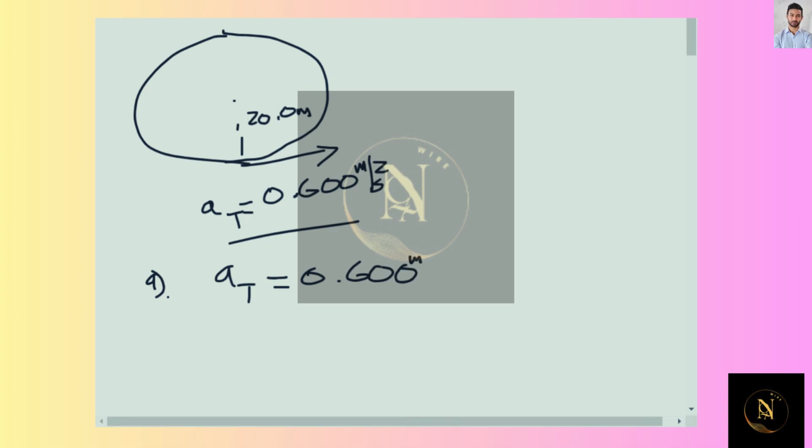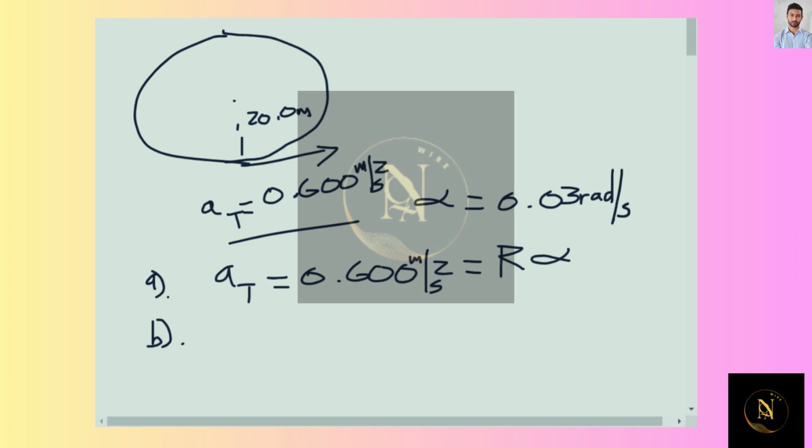Since essentially the tangential acceleration component is the only component that can provide an increase in the instantaneous speed, and this is equivalent to essentially the radius times the angular acceleration. And we can find through this process that the angular acceleration would be equivalent to essentially 0.03 radians per second squared.